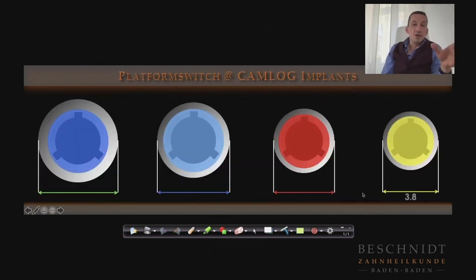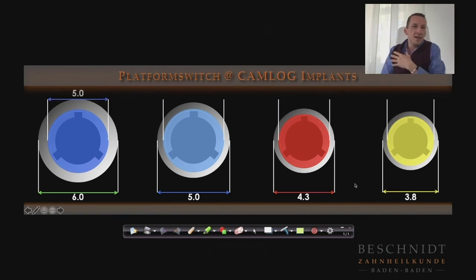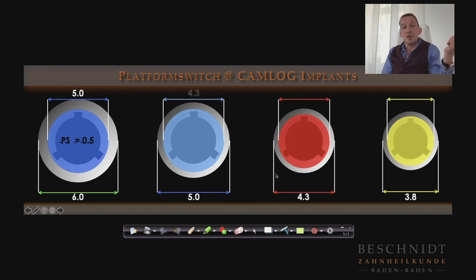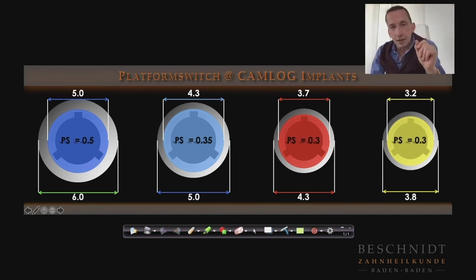So the platform switch of Camlog allows you already to gain soft and hard tissue. By using the 6 mm Camlog, you can use the 5 mm abutment. By using the 5 mm, you might use a platform switched abutment, and you get a platform switching of minimum, you will see, 0.3 millimeters platform switching. But we don't exactly know, is this enough or do we need more?